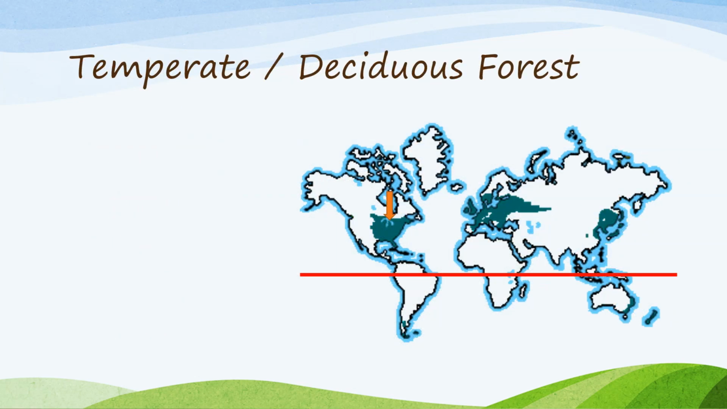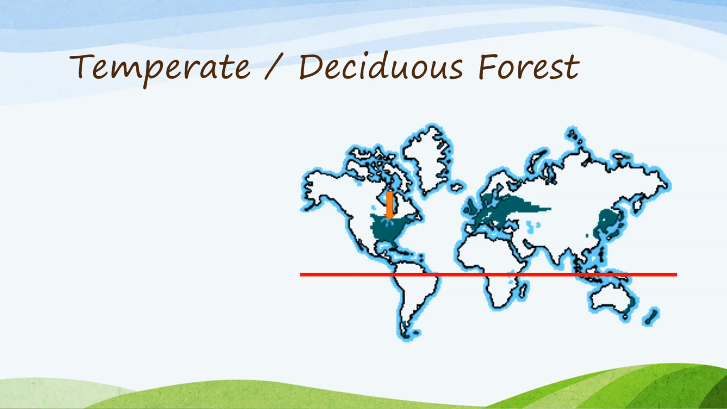Next, we have the temperate/deciduous forest. So it's got a couple different names. And that orange arrow that you see there indicates where Michigan is. So we are pretty familiar with Michigan weather. We live in a temperate forest or a deciduous forest.